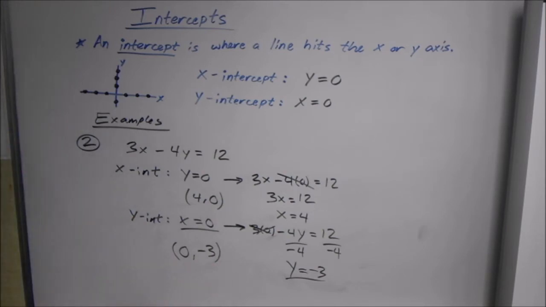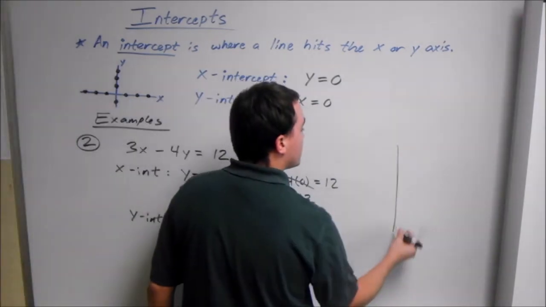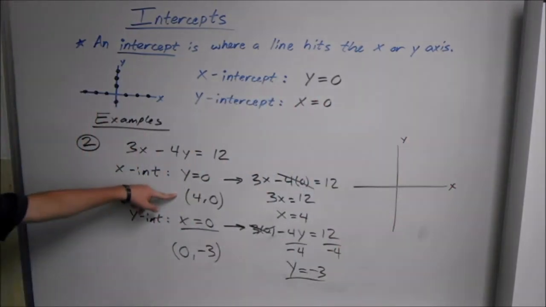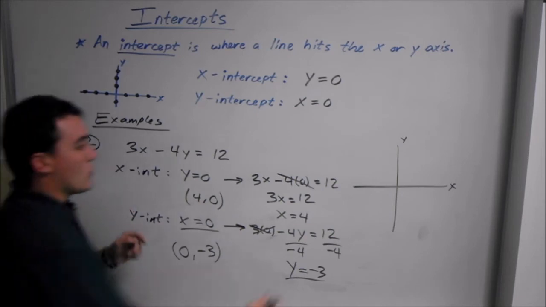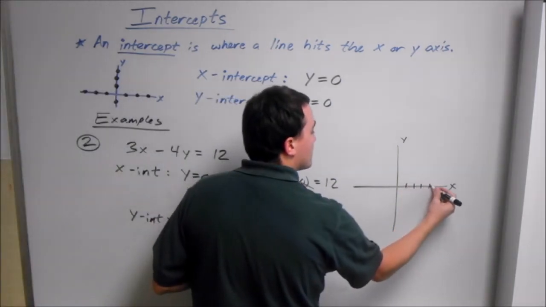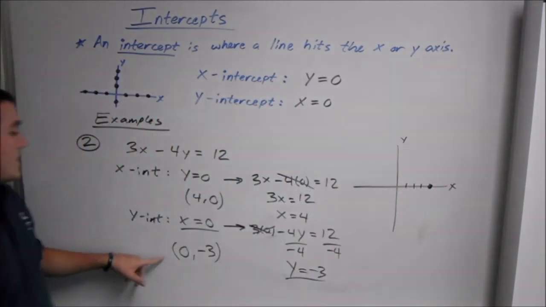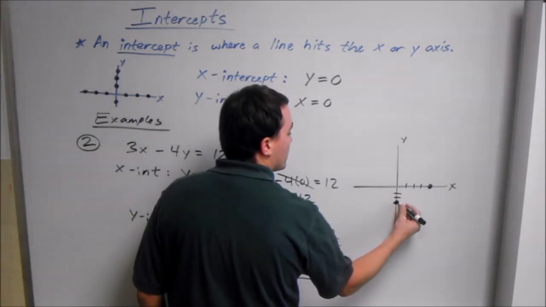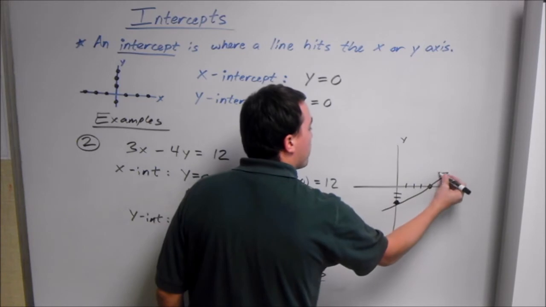And then we could draw a graph from there. We have 4, 0 was our x-intercept, so over 4, up 0, and 0, negative 3, so over 0, down 3. And here's our line.